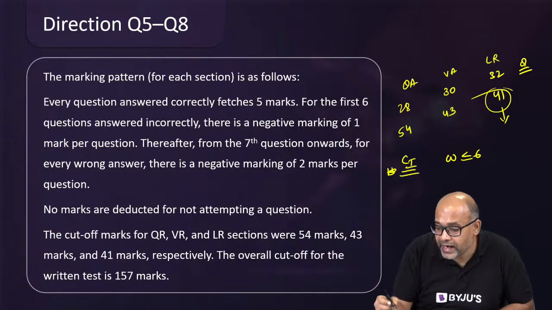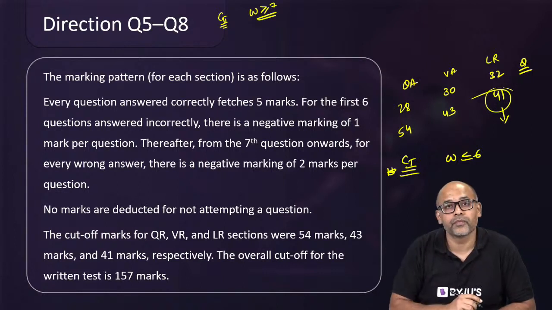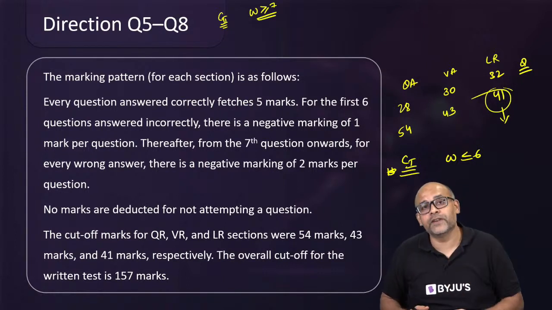Now this is case 1, and case number 2 I will write here, where the number of wrongs are greater than or equal to 7. These are the 2 cases for me. Let's take the first case.